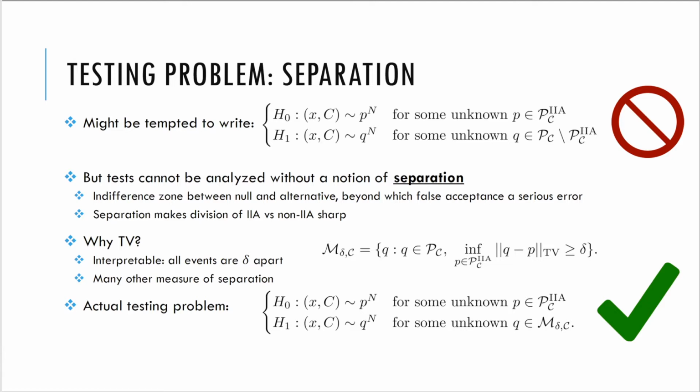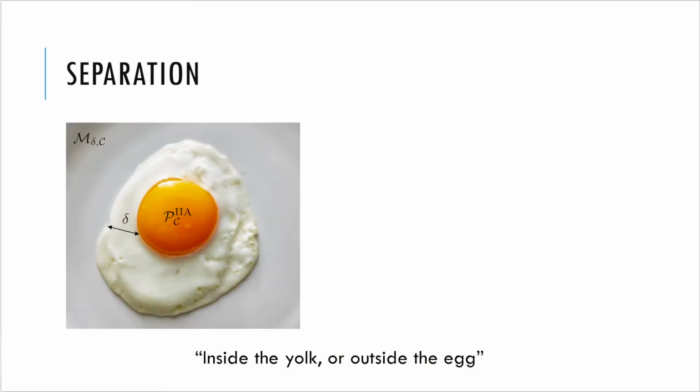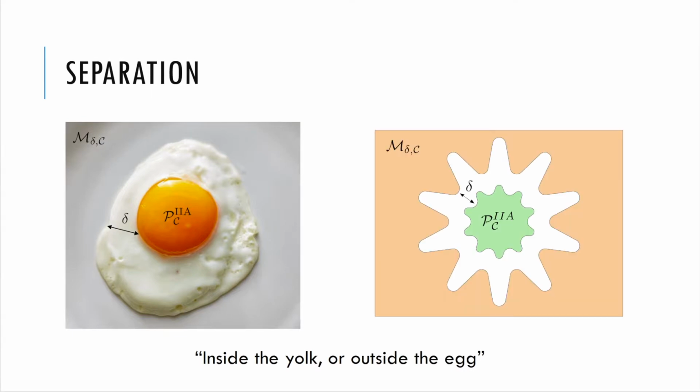Thinking about visualizing separation, I know most of you are still thinking about breakfast, so this analogy might be a good one: the set of IIA is inside the yolk, whereas what we're testing it against is things outside the egg. So the egg white is sort of our separation region. It's a region of indifference where an error is not necessarily serious. Of course, this separation metric, especially in total variation, is highly non-convex, so don't let the egg mislead you.